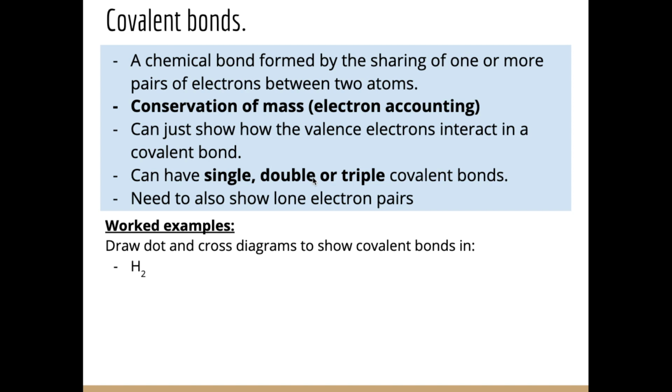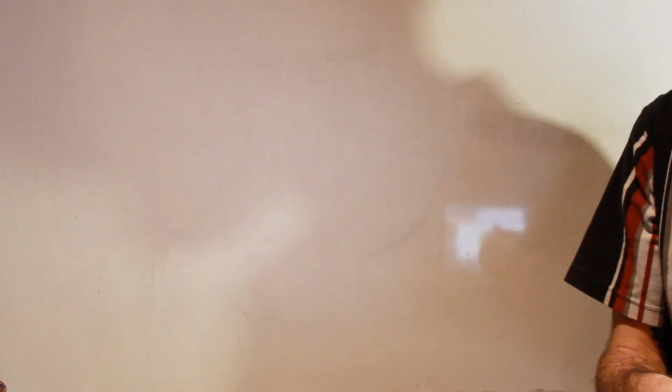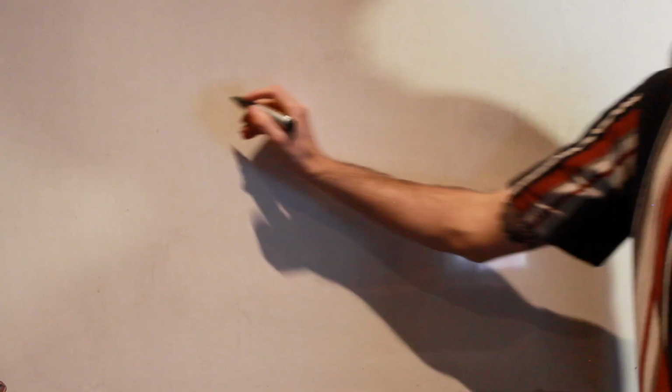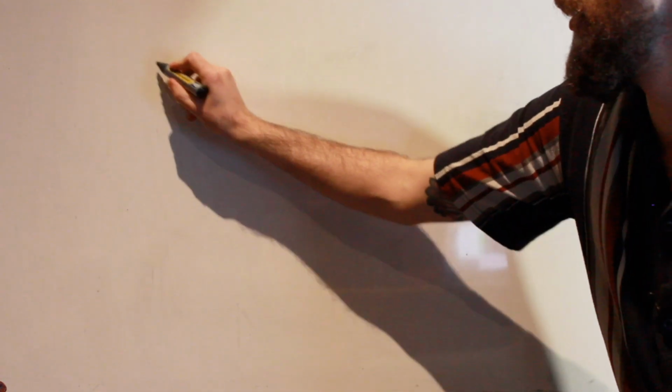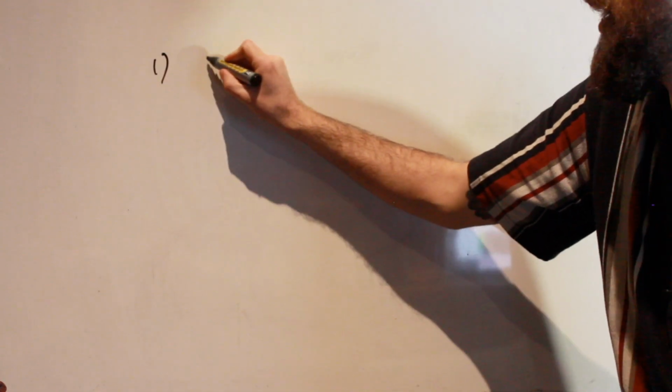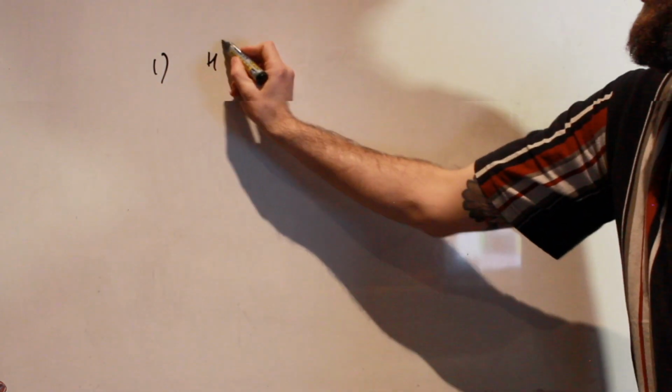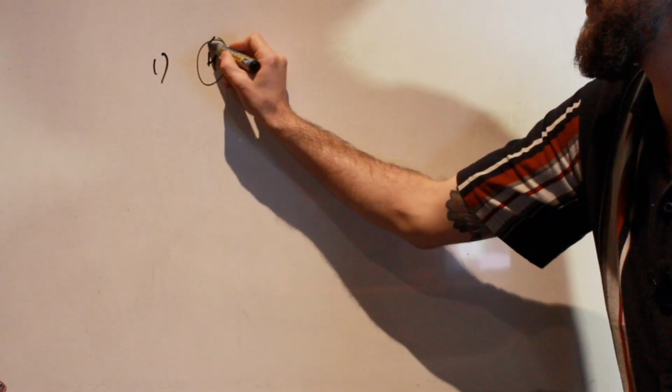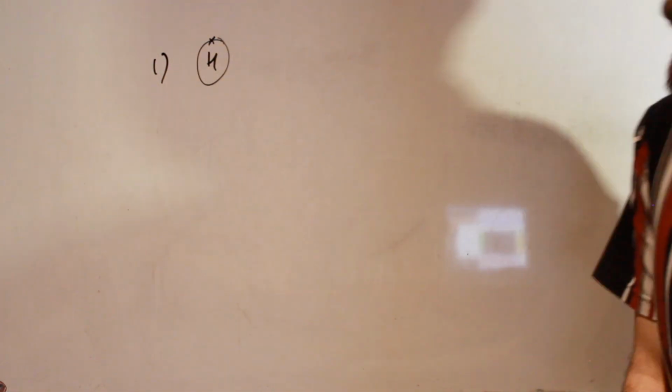So we can use our dot and cross diagrams to show covalent bonds as well. So a covalent bond in a hydrogen. Flip over to the whiteboard. Hydrogen is in group 1. So we write H to show that it is a hydrogen atom. Let's show the 1 electron in this hydrogen atom.